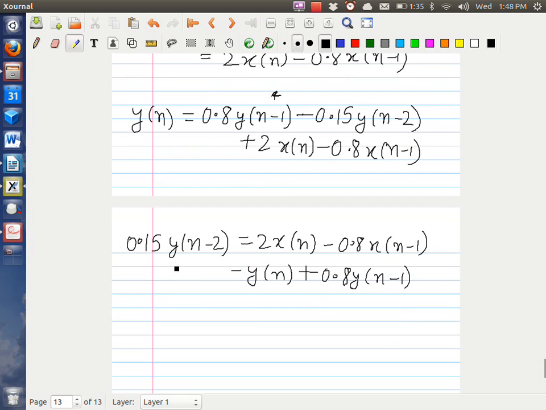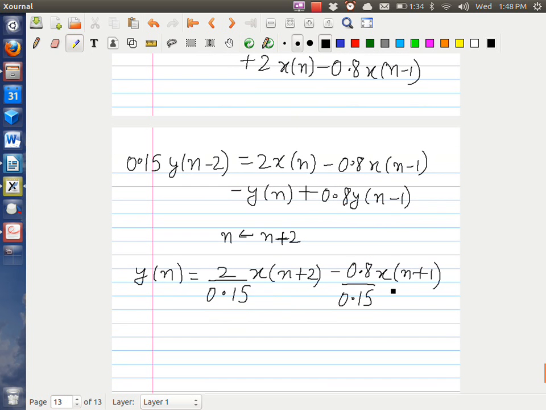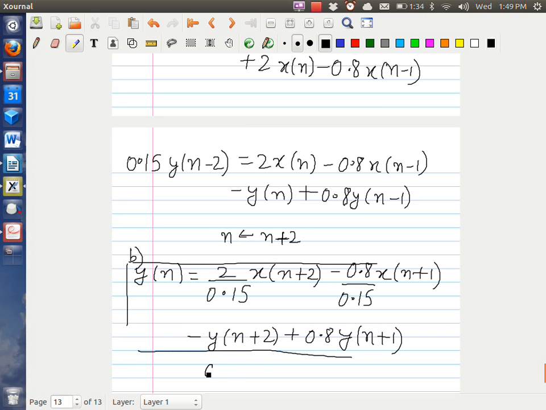And then finally to get y of n, you replace n with n plus 2 this time, right? So it becomes y of n equals, and I'm going to divide everything by 0.15, so you'll have 2 over 0.15 x of n plus 2 minus 0.8 over 0.15 x of n plus 1. So this became an n plus 2, this became an n plus 1, minus y of n plus 2 plus 0.8 y of n plus 1. So that's the anti-causal version.